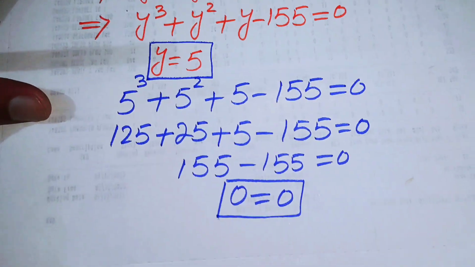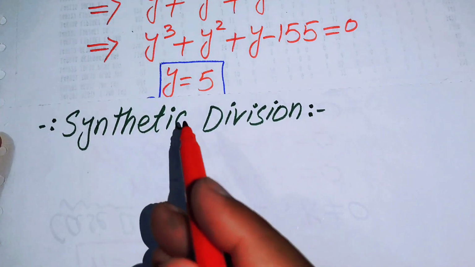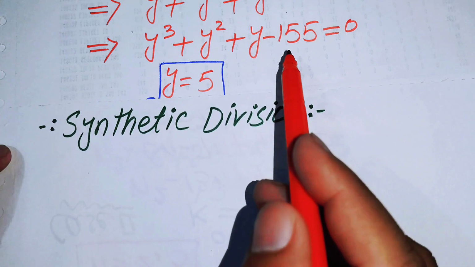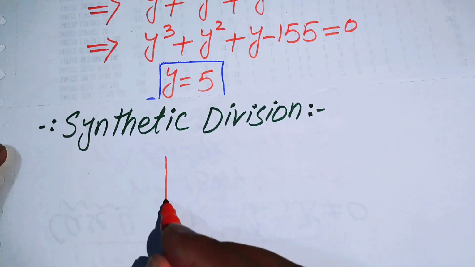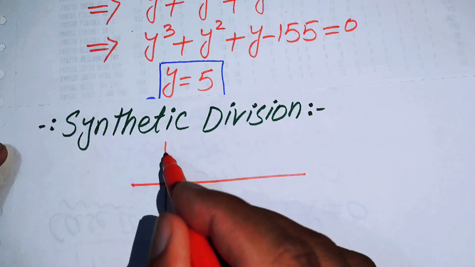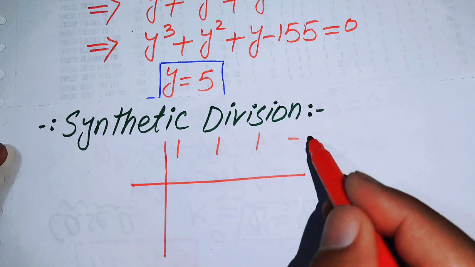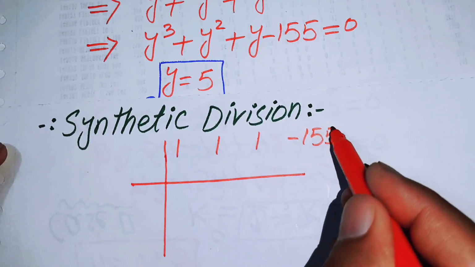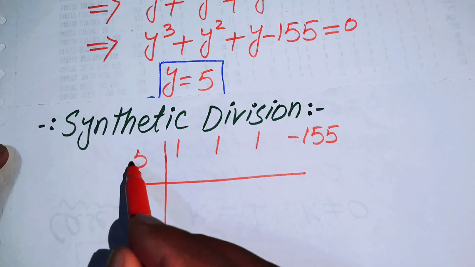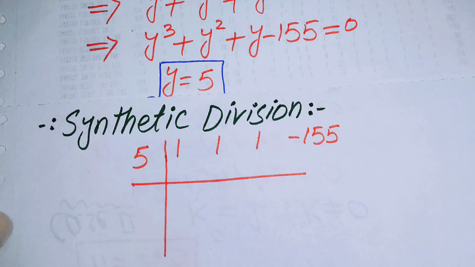So now we move towards synthetic division. According to synthetic division, first I can write the coefficients of this equation. You can see the coefficients of this equation are 1, 1, 1 and minus 155, and the root of this equation is 5, so I can write it here. Now I can apply the method of synthetic division.